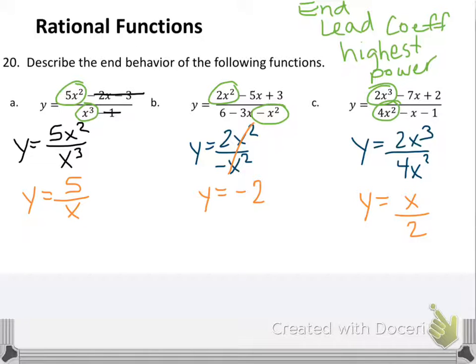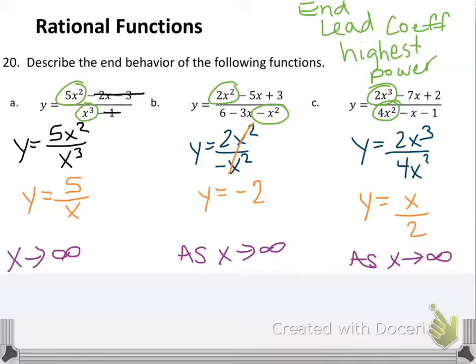For each of these, at this point we're going to consider what happens as x goes to infinity, because that's what our end behavior is. What is happening to the right side of the graph, or the left side of the graph, as x gets infinitely large? So as x goes to infinity, that's what we're looking at on each of those. We're seeing the limitations of our graph. So what we're really doing is plugging infinity in for x. Let's talk about each one of these.